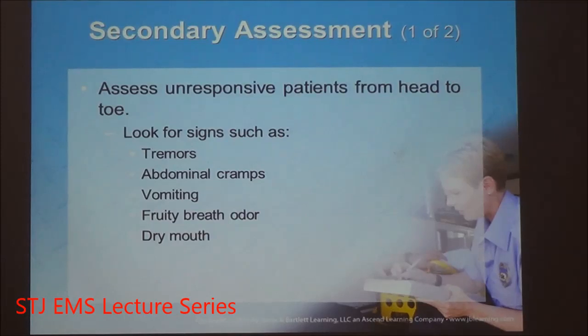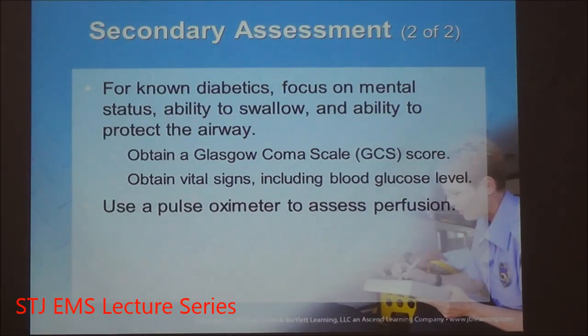Look for signs of hypoglycemia. Tremors, abdominal cramps, vomiting. With hyperglycemia, they can have the fruity odor, but once again, it's not a real red flag. It's not in every single case. So don't change your diagnosis because you don't detect fruity odor on the breath. Instead, focus on mental status.